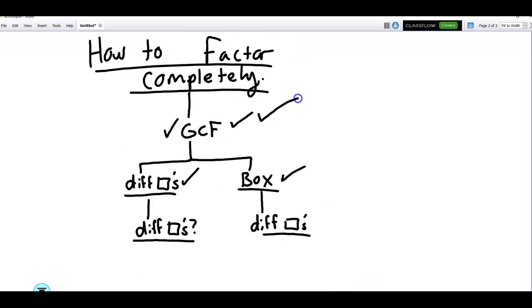Start with a GCF, then you're either going to do a difference of squares or a box method. But regardless of which of those you try, it's possible you do the difference of squares again. And you just keep checking until you can't do any of those three strategies anymore.